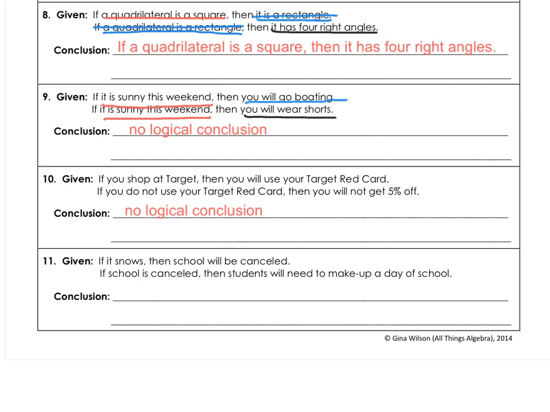So this last example is pretty straightforward. The hypothesis, it snows. School will be canceled is the conclusion. And the following one, school is canceled, is the hypothesis. Therefore, we know that the law of syllogism will hold. Students will need to make up a day of school. So we can combine, if it snows, then students will need to make up a day of school.